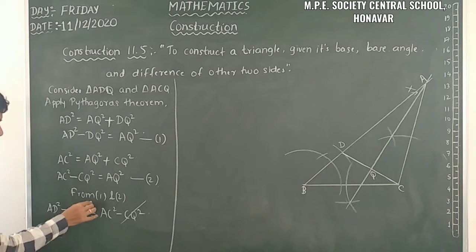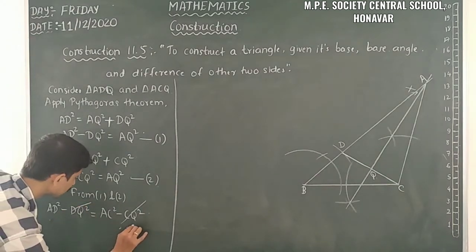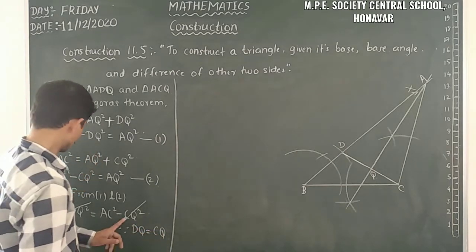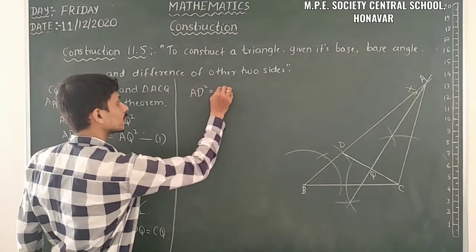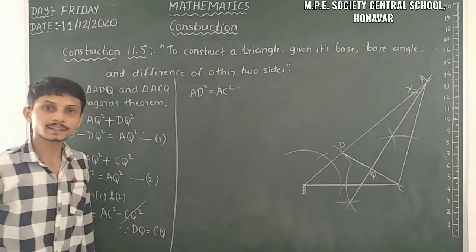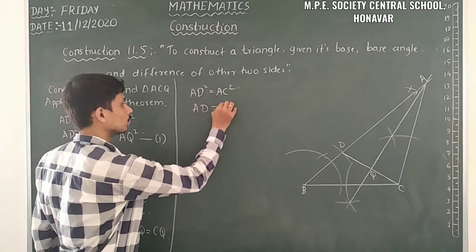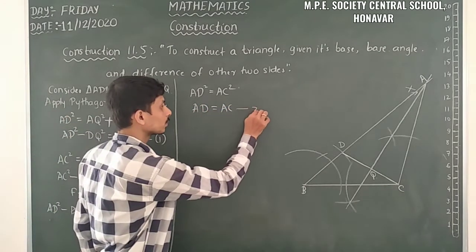So we can cancel out these two things because those two are equal. It is because DQ is equal to CQ. Then it remains AD square is equal to AC square. So when you take the square root, we have AD is equal to AC. Yes, so I will take this as equation number 3.